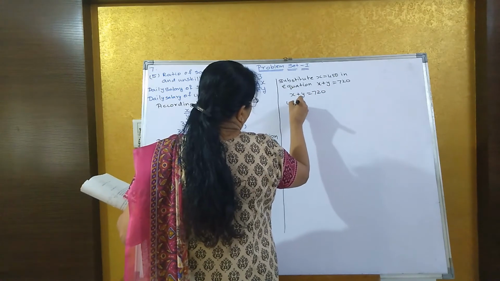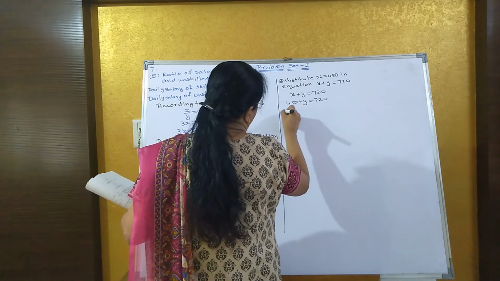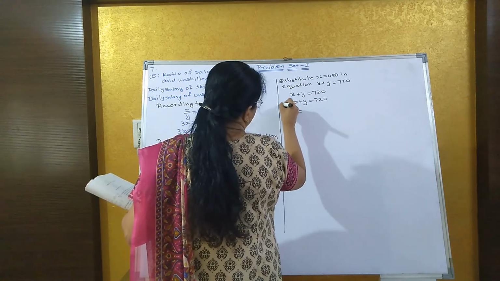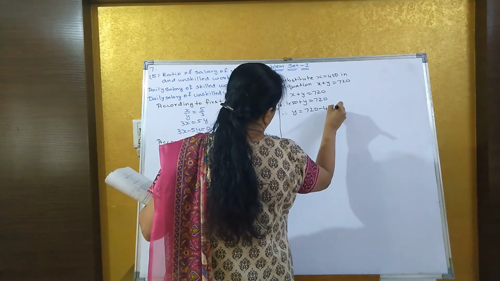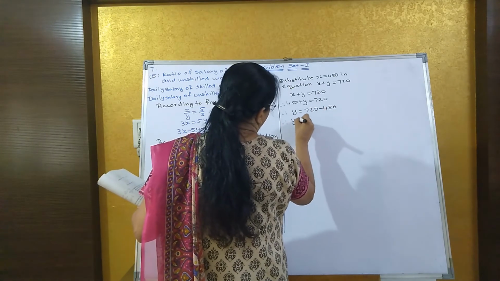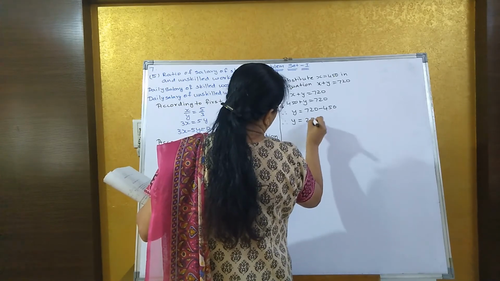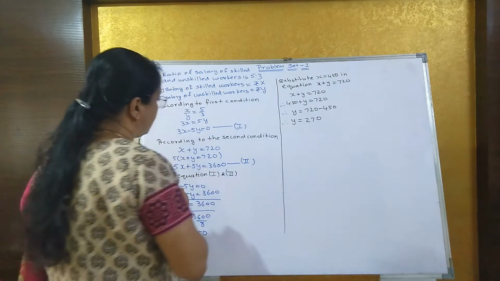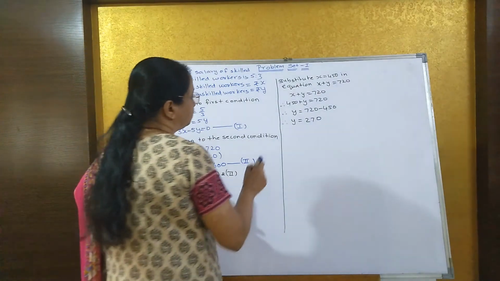So 450 plus y is equal to 720. Therefore y is equal to how much? 720 minus 450. Therefore y is equal to 270. So we have got the value of x equal to 450 and y is equal to 270.